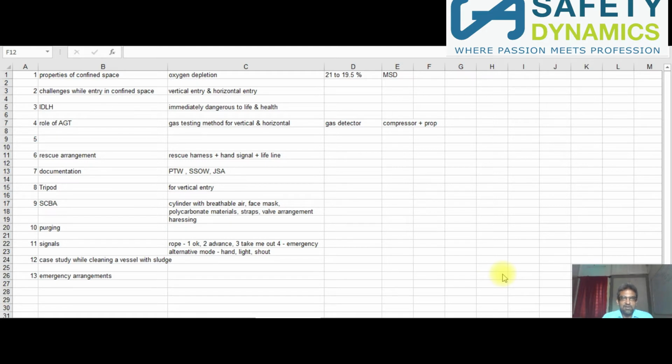How will you measure the oxygen level? We'll be discussing the gas detection monitor in a few moments. We have a gas detection device, and it will tell you what percentage of oxygen we have.